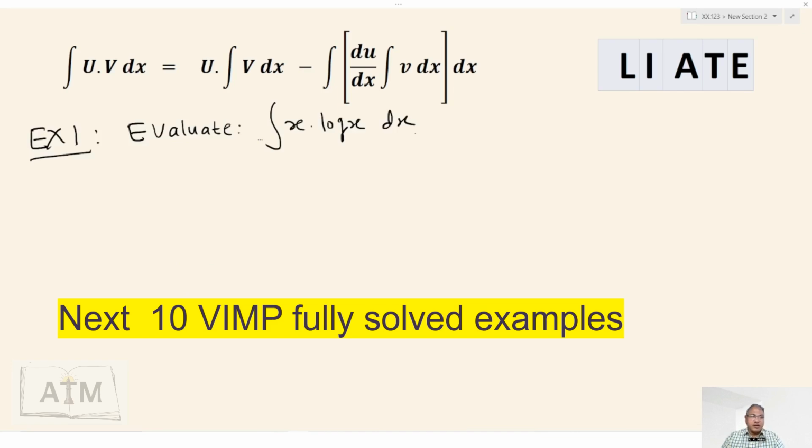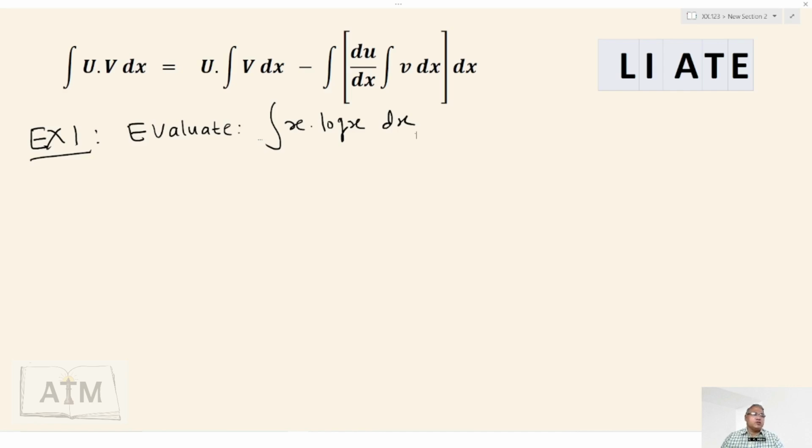Now after understanding how to select u and v, let us do one problem on integration. That is example number 1. Evaluate integration of x into log x with respect to x. The first step is to select u and v. So x comes under algebra and log x comes under L. Therefore u equals log x and v equals x.